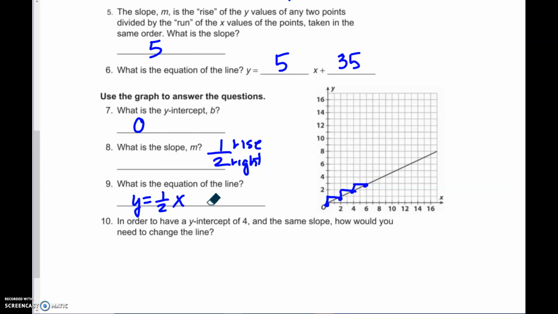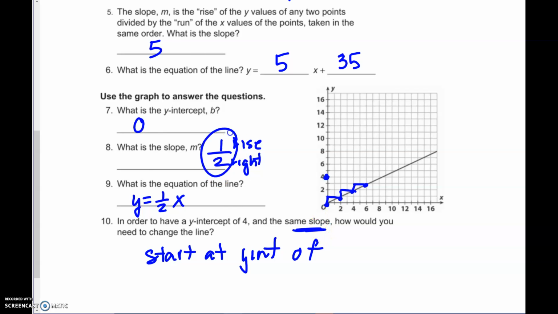All right, number 10, in order to have a y-intercept of 4 and the same slope, how would we need to change the line? Well, I'm going to start at y-intercept of 4. So that's where I would start my line, and now I do the same slope. We found that other slope to be 1/2. So I would go up 1 over 2, up 1 over 2, up 1 over 2, and I would get some other points in there. So the big thing that's different here is that I would start at a different y-intercept.